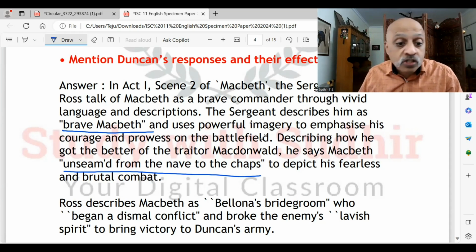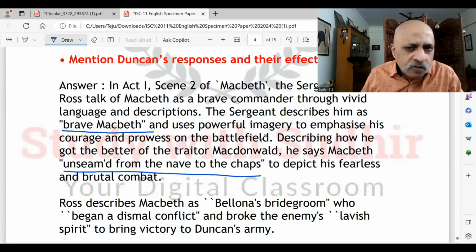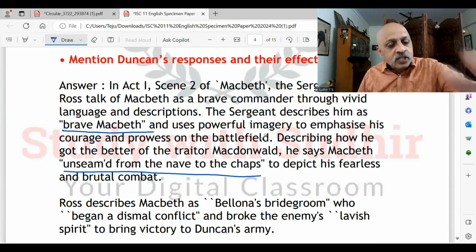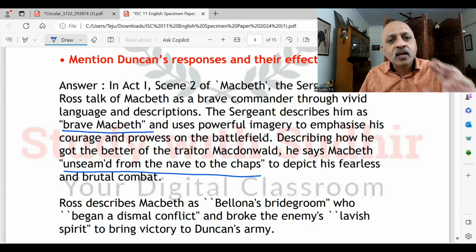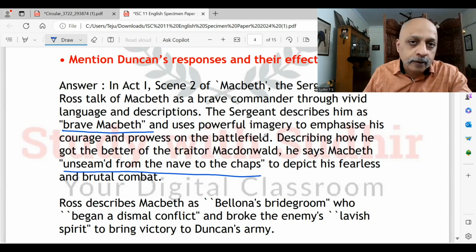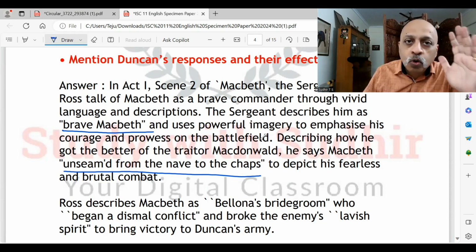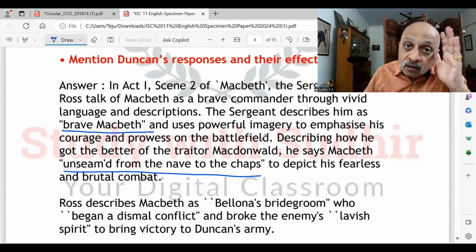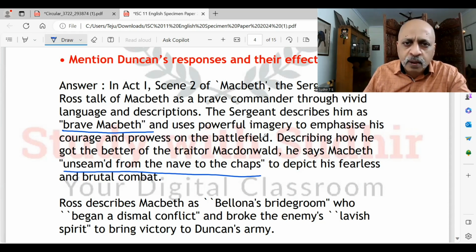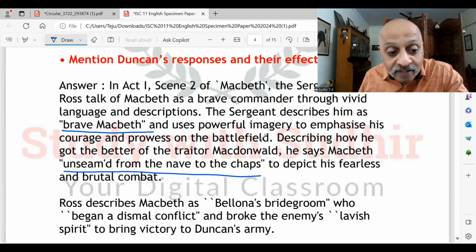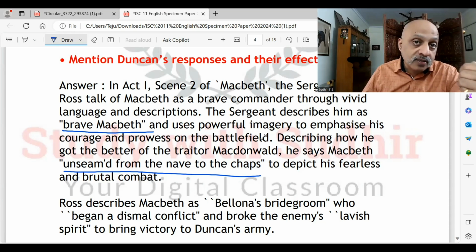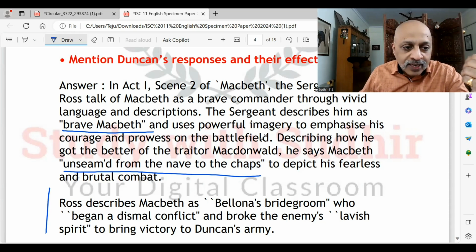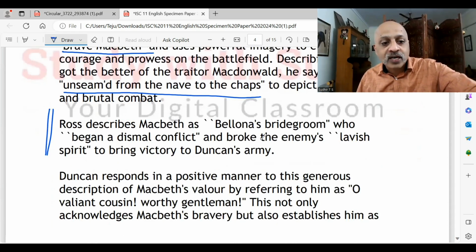What does Ross do? Ross describes Macbeth as, because you only have to write 150 words maximum, as Bellona's bridegroom. So you have given keywords in this too, and in this too, your 5 marks are sure. That's the way to score good high marks in English literature. In any ICSE paper for that matter, but definitely in literature. Who began a dismal conflict and broke the enemy's lavish spirit to bring victory to Duncan's army. So that's how you talk about what Ross said about Macbeth.